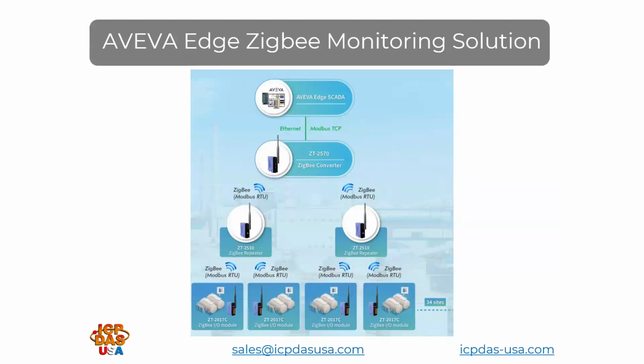This application here expands upon the previous application diagram. This one adds our Zigbee converter along with several Zigbee I/O modules. At the bottom, monitoring tank data. Zigbee repeaters are used to extend the communication distance where necessary. AVEVA Edge is connected via Ethernet to the ZT2570 and pulling data from the tanks via Modbus TCP. Again, the Modbus TCP data can also be shared to other systems. Other PLCs, HMI, other controls can be connected to AVEVA Edge for controlling and monitoring.